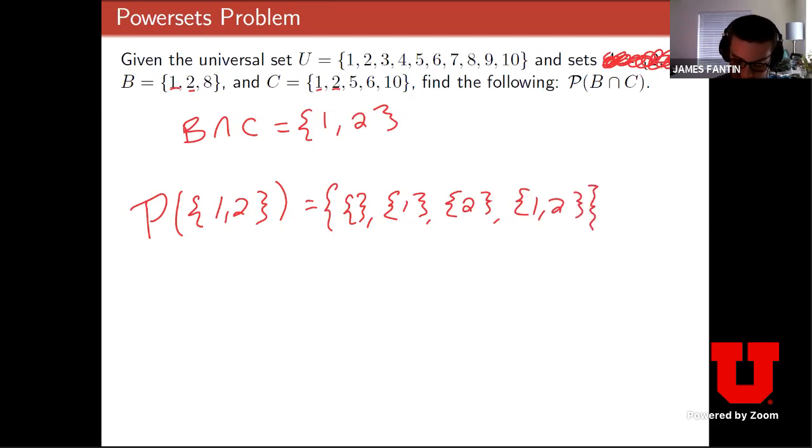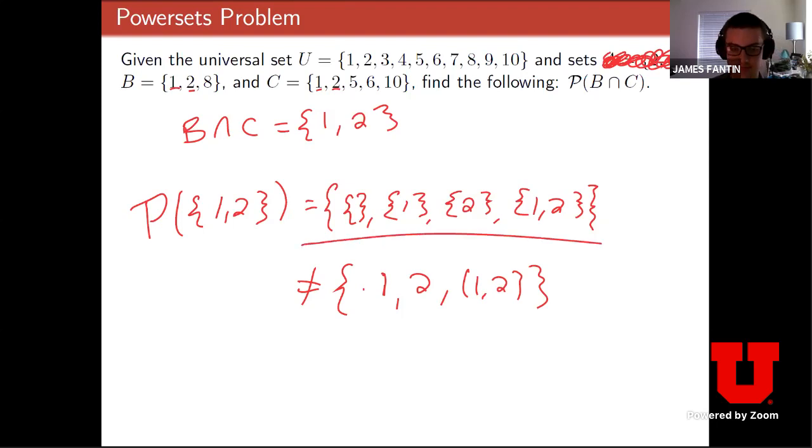And remember, the power set is a set of sets. So this is not equal to if we just wrote 1, 2. Remember that the curly braces have a specific meaning in regards to sets. So we're just looking at this here. Any questions on this problem?